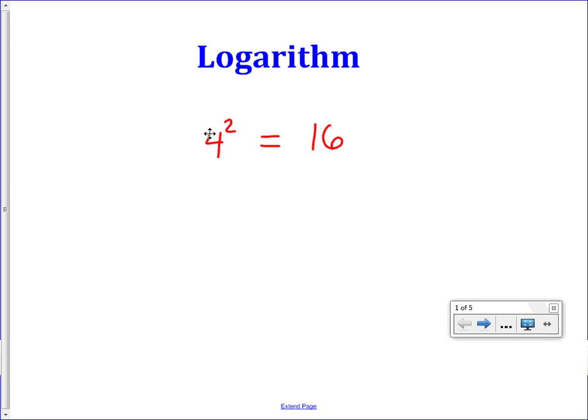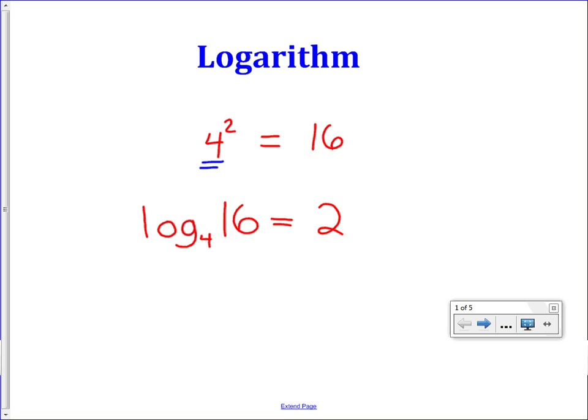Here's how you would write this as a log equation. Log, which stands for logarithm, base 4, and I got that 4 from this base here, right? The base of our exponential term. Log base 4 of 16. The 16 is written normal size. That's what we're taking the log of, equals 2. What used to be the exponent is now all by itself on the right side of the equation.